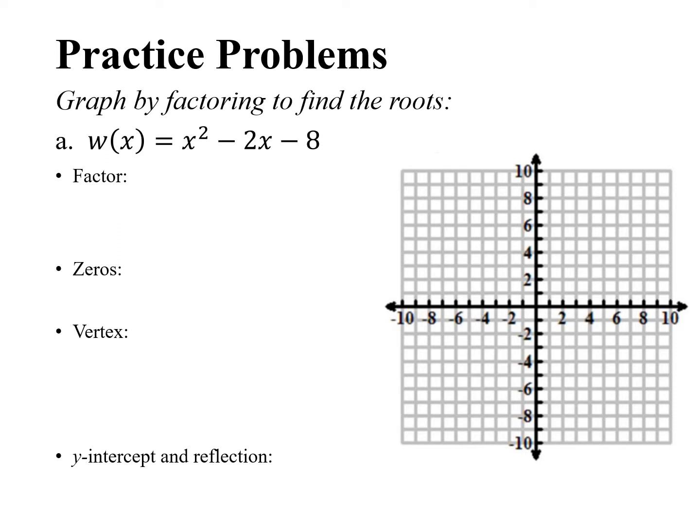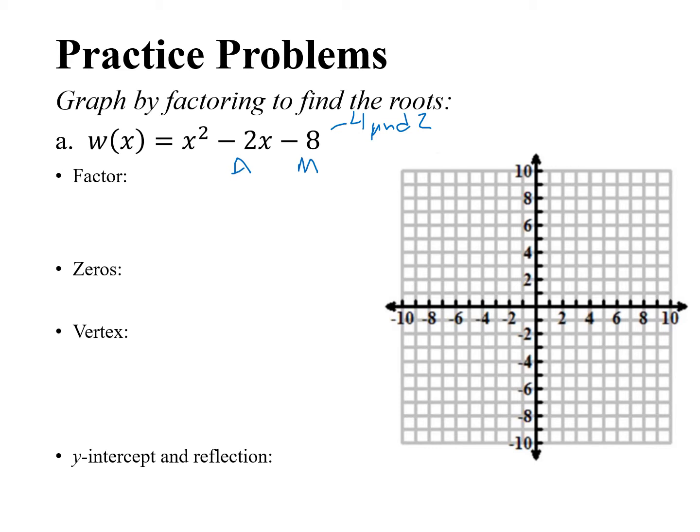So our first practice problem, I'd like you to write out the function w of x equals x squared minus 2x minus 8. And I have a few different steps that I'm going to follow here. The first thing I need to do is factor this function. When I look at it here, I know from previous lessons that I need to find two factors that multiply to make negative 8 and add up to make a negative 2. So when I think about my factor pairs here, the numbers negative 4 and positive 2 are going to work. I can multiply negative 4 and positive 2 and I get negative 8. If I add negative 4 and positive 2, I get a negative 2.